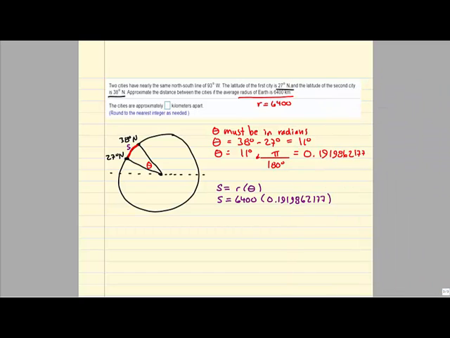I get 1228.711793. Now it says round to the nearest integer. So the nearest integer would be the ones position, so I'd go one place past, it's 5 or above, so this would round up. So I get arc length is equal to 1229 kilometers. So this would be 1229 kilometers right here.